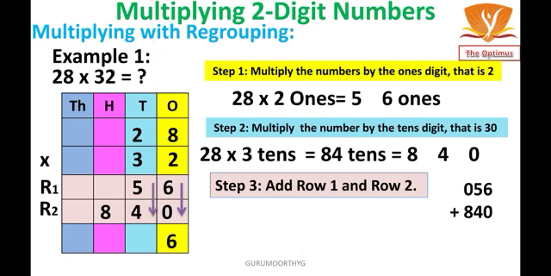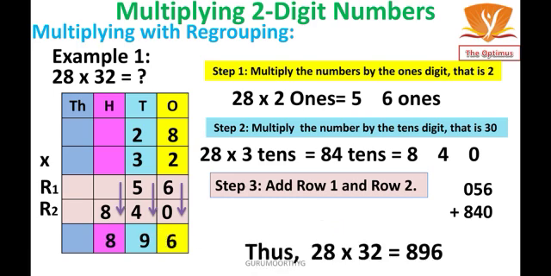I am going to add 10's place. 5 plus 4 equal to 9. In this 9, I am going to write in 10's place. Next, I am going to add 100's place. 0 plus 8 equal to 8. In this 8, I am going to write in 100's place. Thus, 28 into 32 equal to 896.